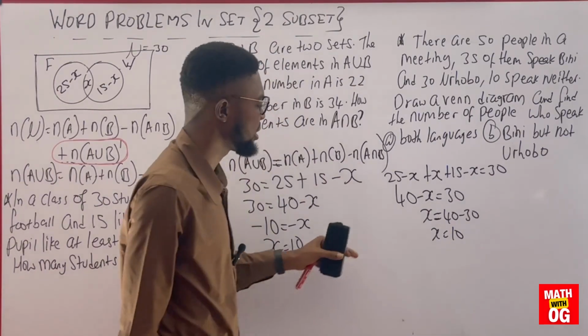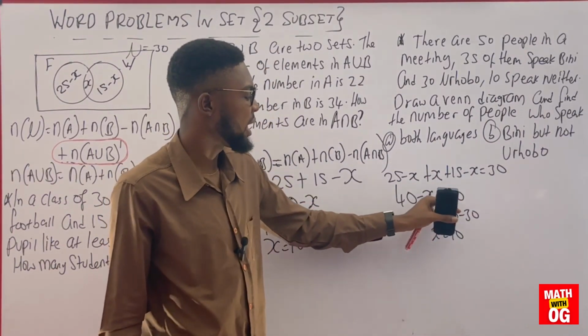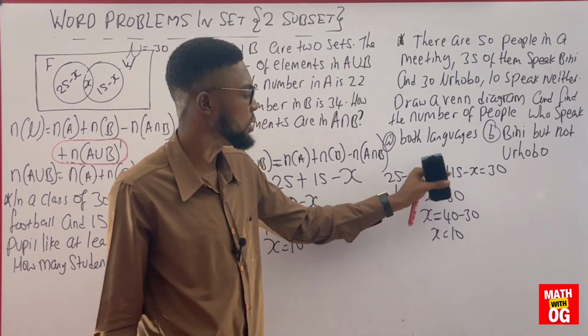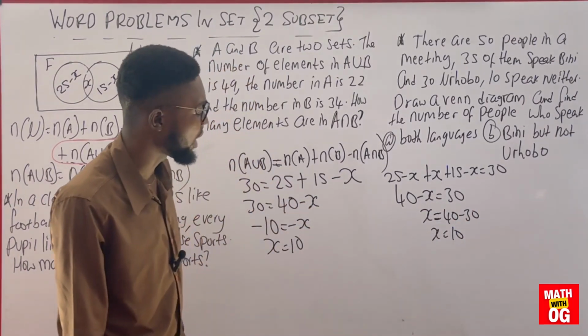So I collected like terms. That means I added x to both sides, so x will leave here and move to the other side. And I subtracted 30 from both sides, so 30 will leave here and come here. 40 minus 30 is 10, and x to the other side will be x. So we have 10 students.